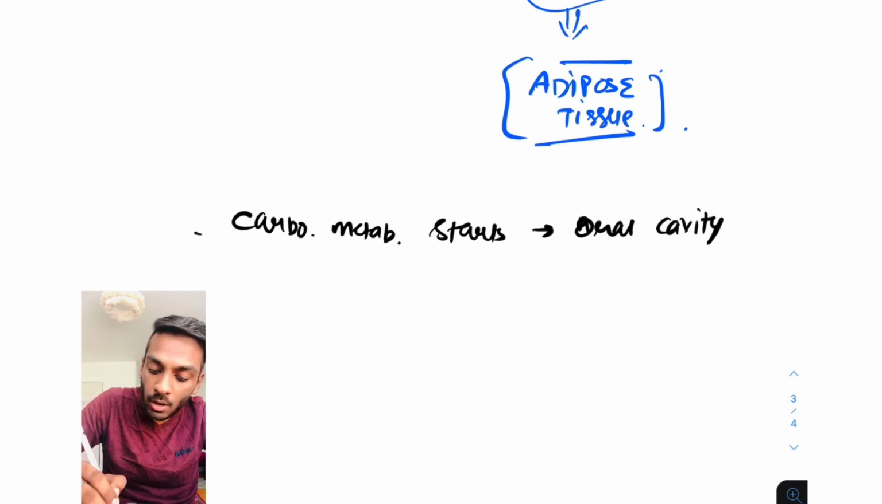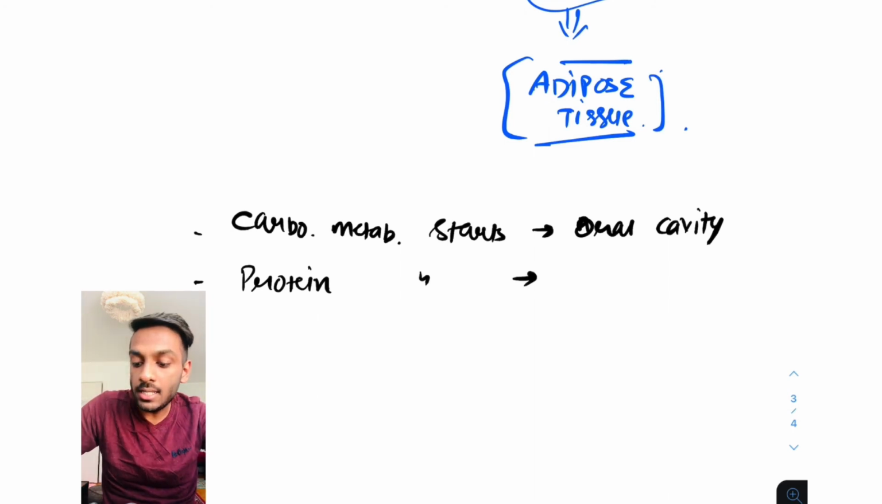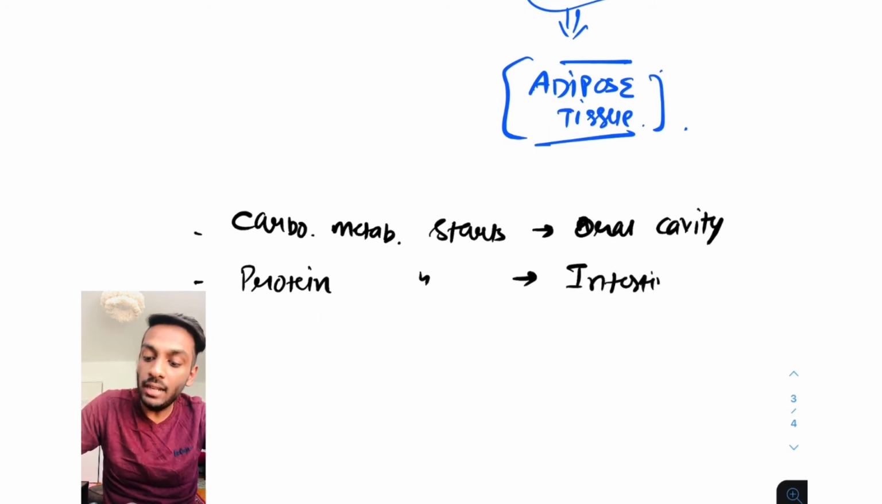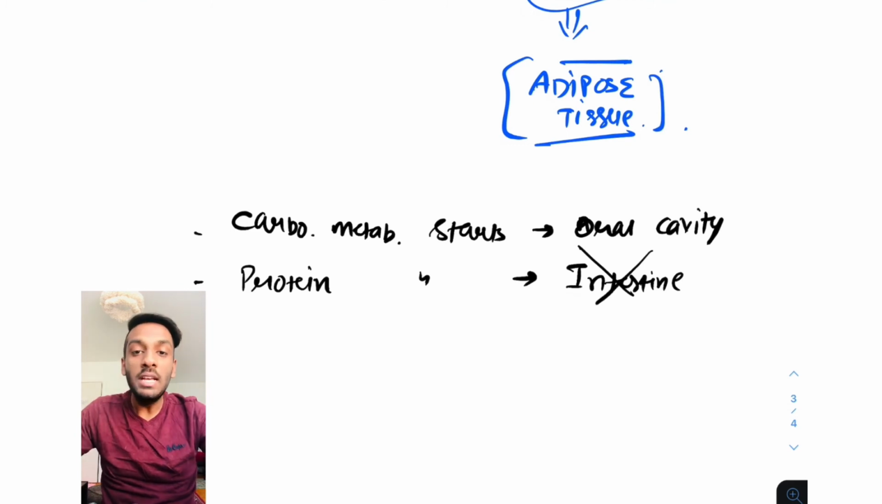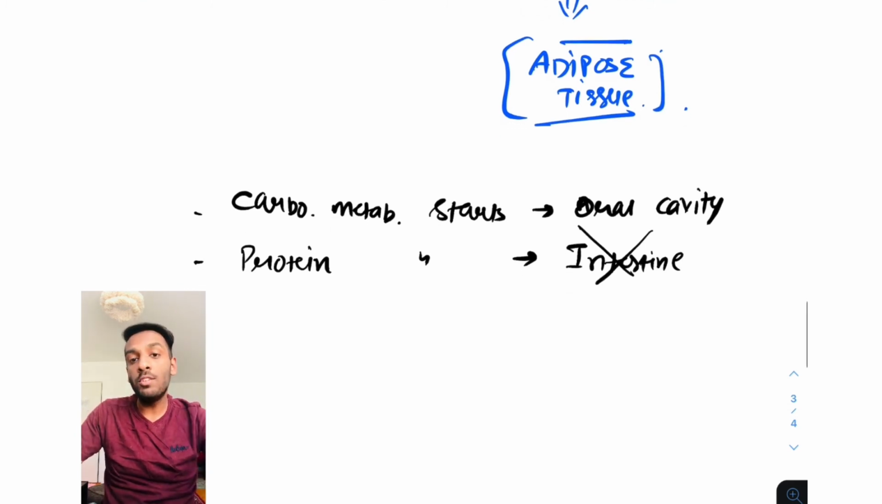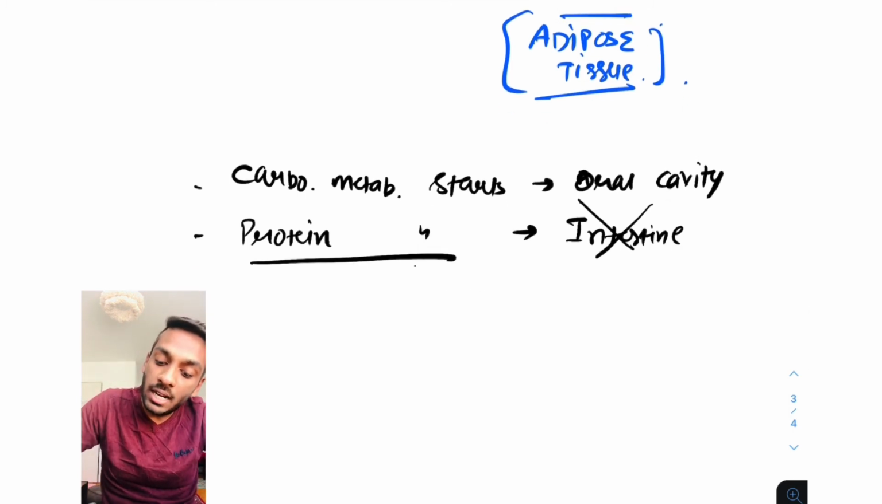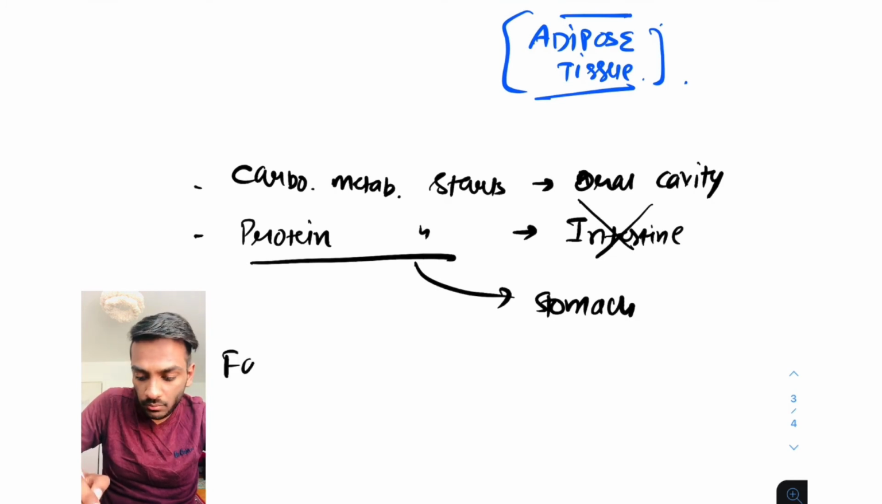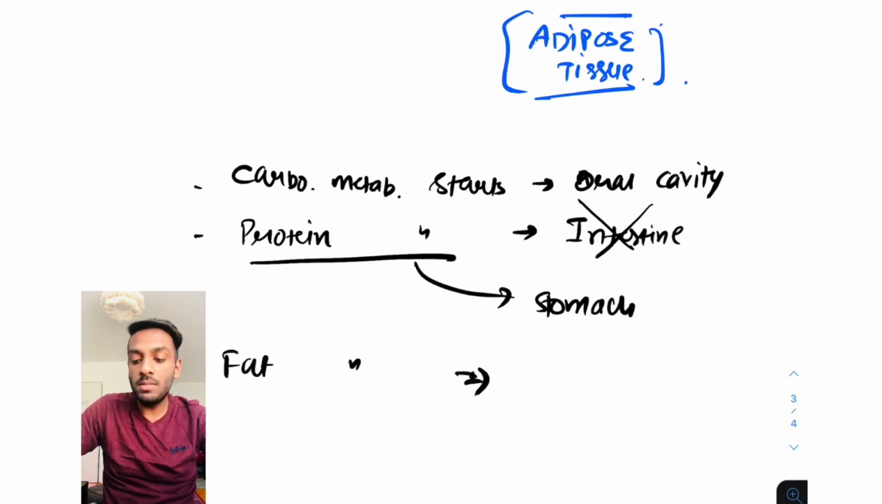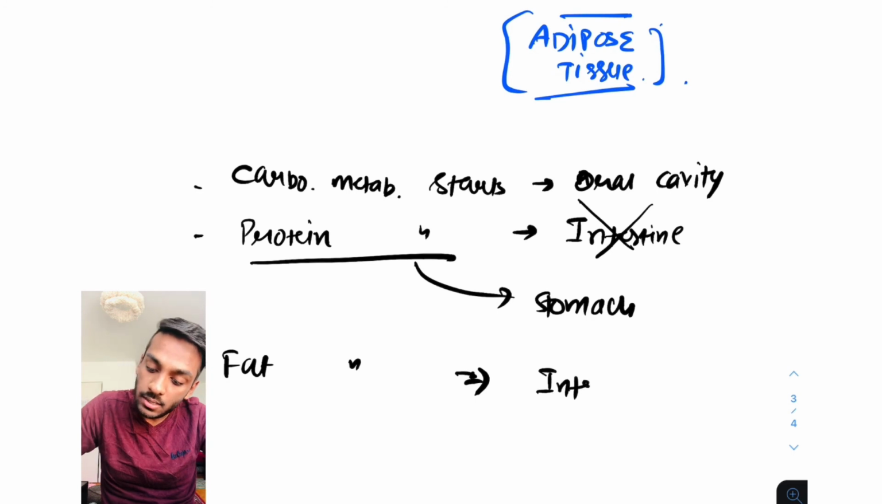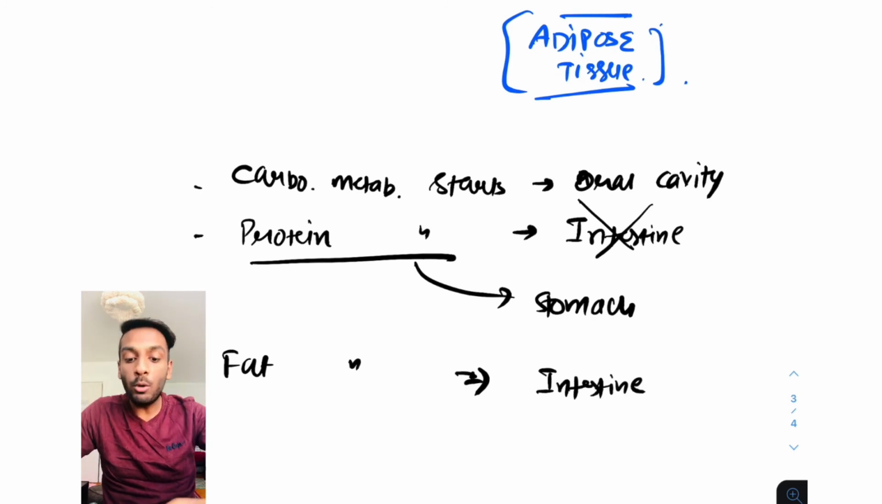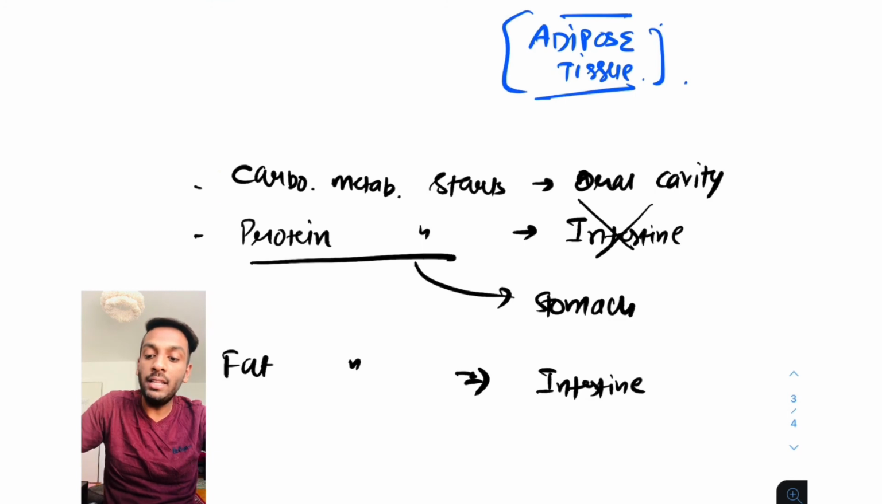Same thing if I discuss the protein. For the protein, it starts in the intestine. And this is the wrong answer. Now, see, you know the enzyme pepsin which was released in the stomach. So the protein metabolism starts in the stomach. And then the last, fat. The process for the fat metabolism starts in the intestine. Yes. Okay, so the approach for all this is different. Carbohydrate in the oral cavity, protein in the stomach, and fat in the intestine.